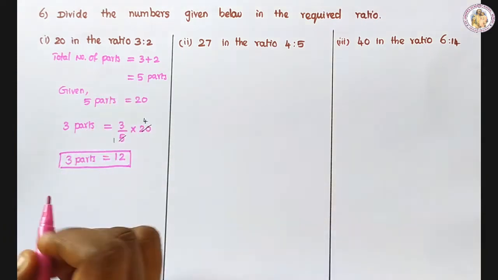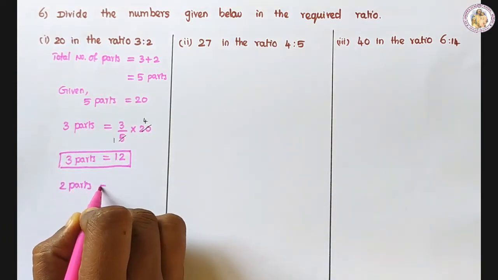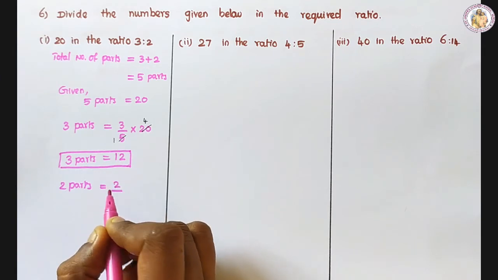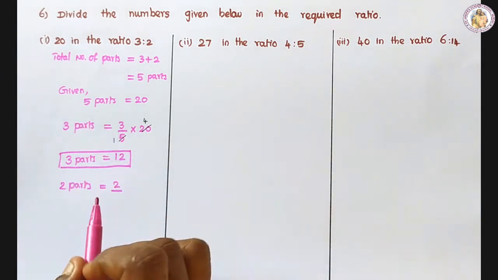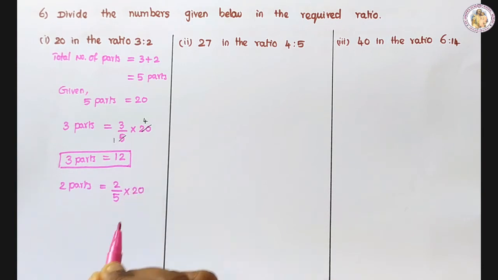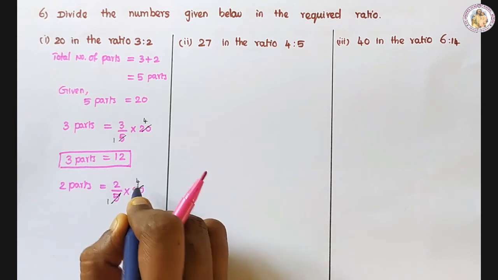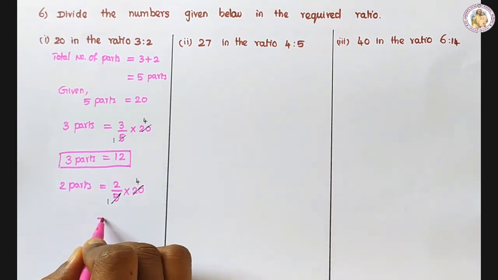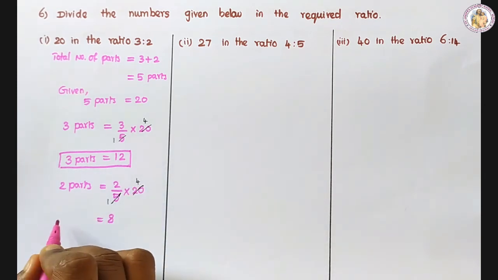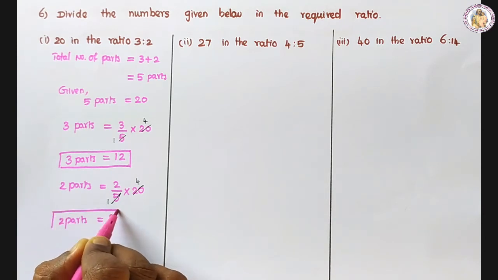Now we want to find out 2 parts. 2 parts equal to 2 by total number of parts 5 into 20. Cancellation, 5 1 is 5, 4 5s are 20. So 2 4s are 8. That is 2 parts. Right?